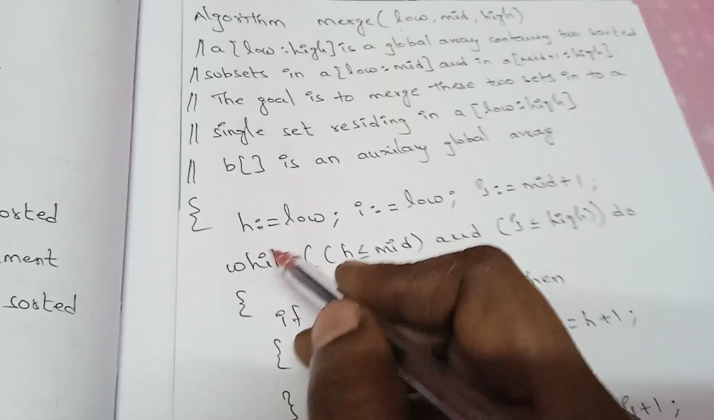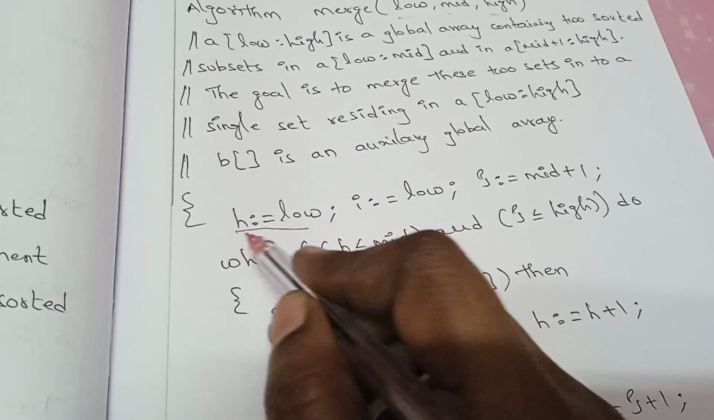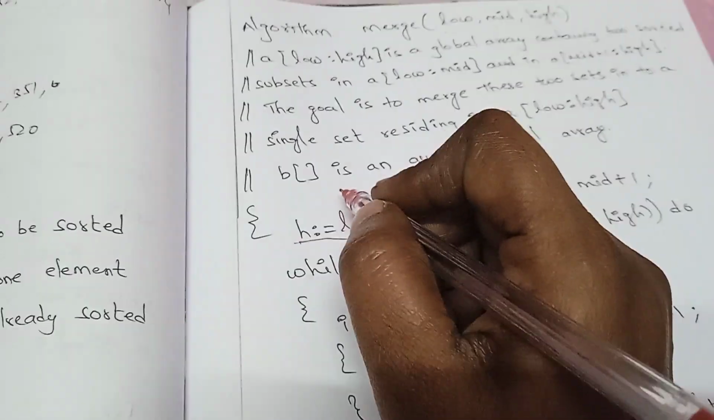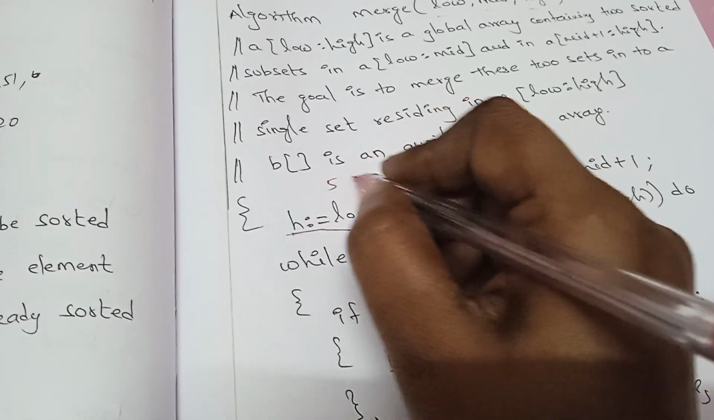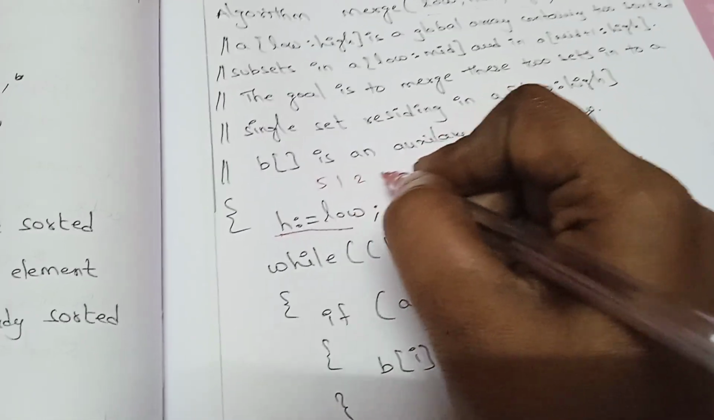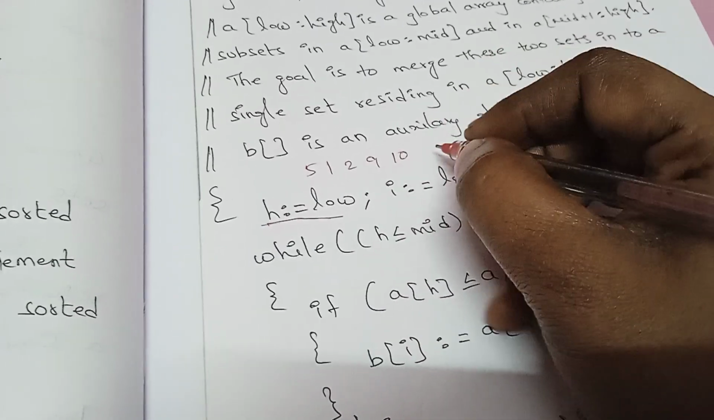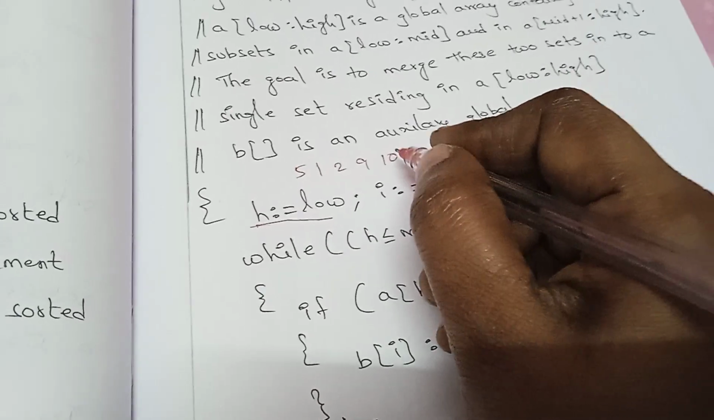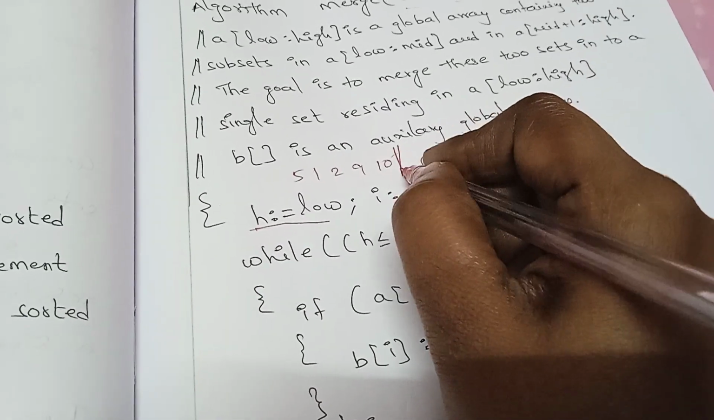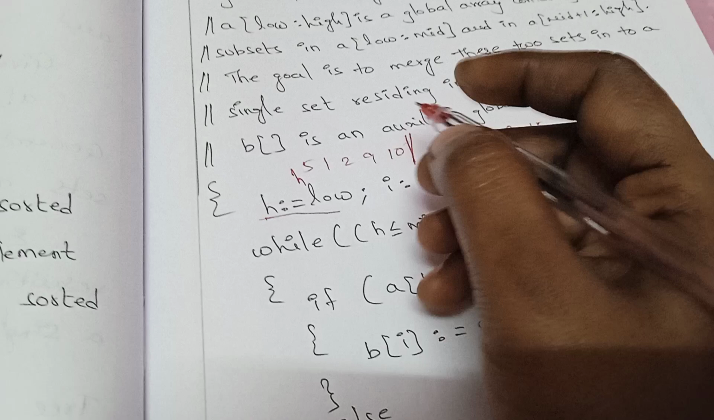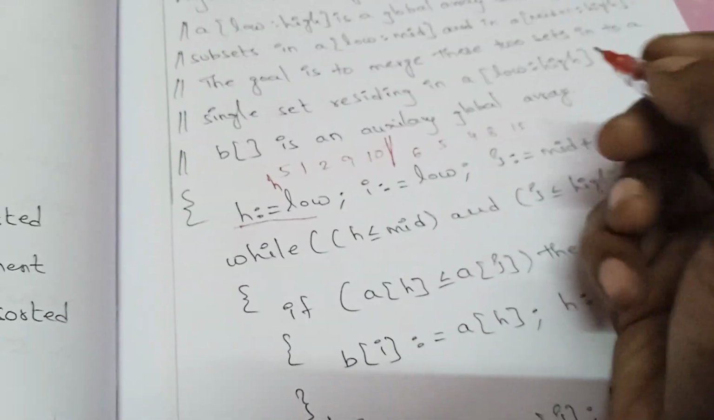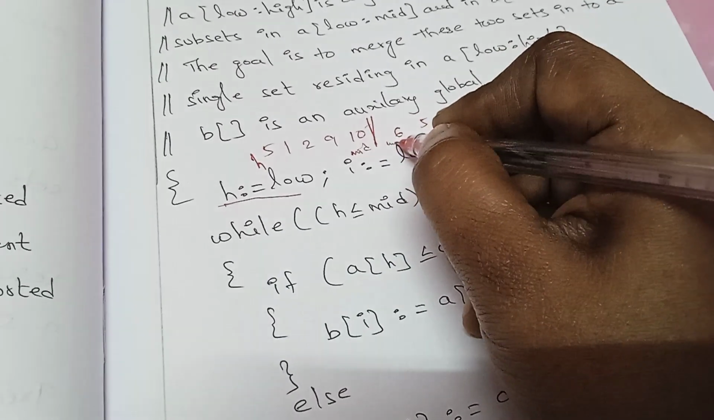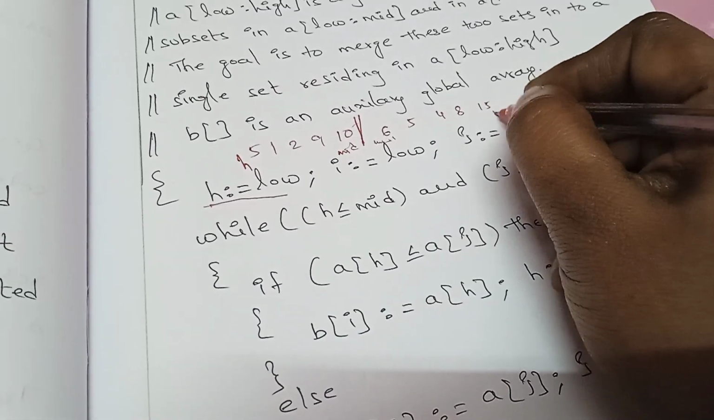How will they get merged? We take h equal to low. That means we have two splits, right? Let us assume that my first split is 5, 1, 2, 9, 10, and the second split is 6, 5, 4, 8, 15. So these are the two splits. This is my low, this is my middle, this is my middle plus 1, and this is my high.